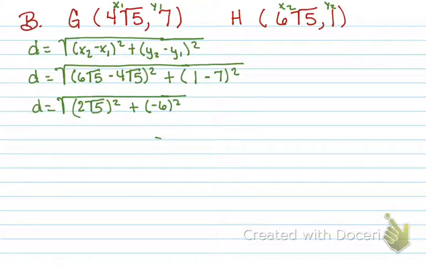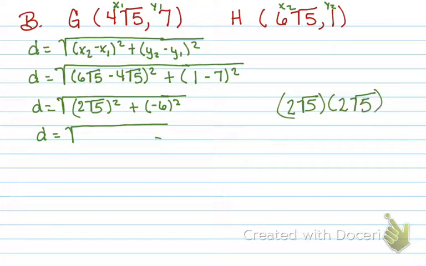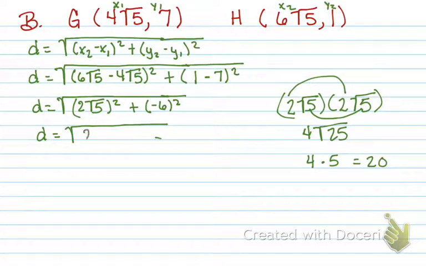Now I'm going to simplify further. If I use my calculator and put in 2 square roots of 5 squared, it undoes the square. What is really happening here is 2 square roots of 5 times 2 square roots of 5. 2 times 2 is 4. 5 times 5 is 25, and I know that 25 is a perfect square, which is 5, so I have 4 times 5, which is equal to 20. So this simplifies down to 20, and then this simplifies to 36.